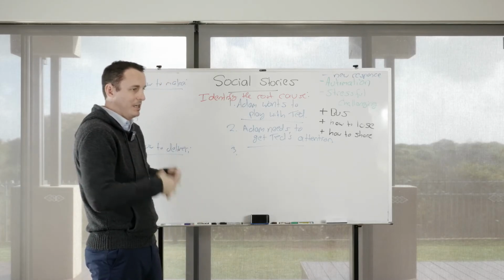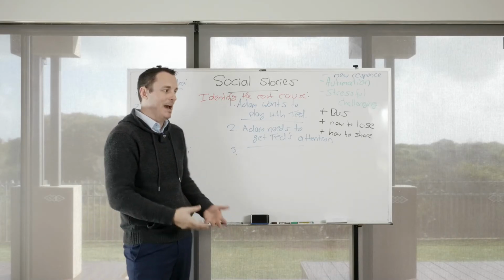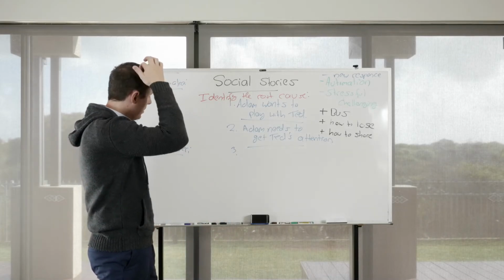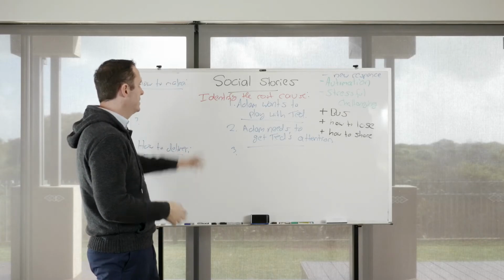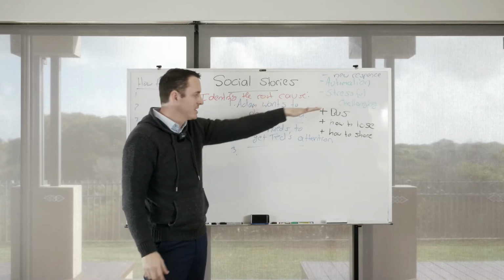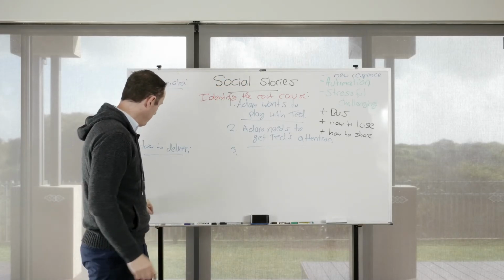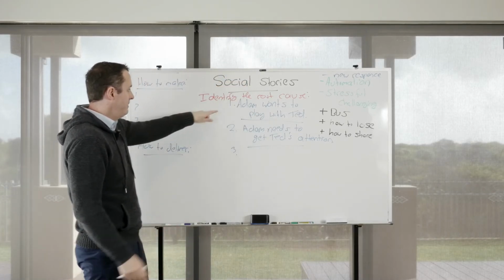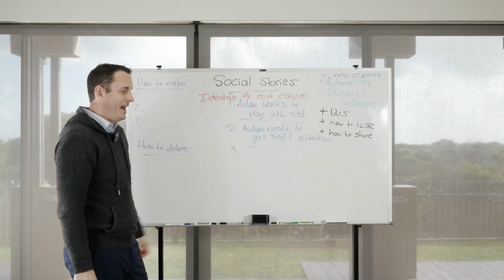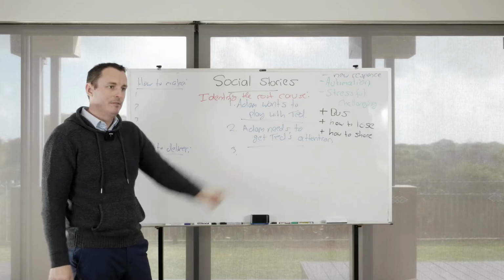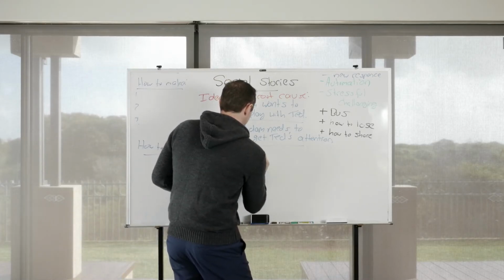Identify the root cause as opposed to the surface behavior, or what we just see, because quite often the behavior that we see is not actually the root cause, and the student is going through those particular actions in order to send a message or in reaction to something that's happened, some type of trigger or whatnot. That is, I guess you could call that an underlying cause. It's important to identify what the root cause is so that you can accurately come up with your social story. So we'll go through those.